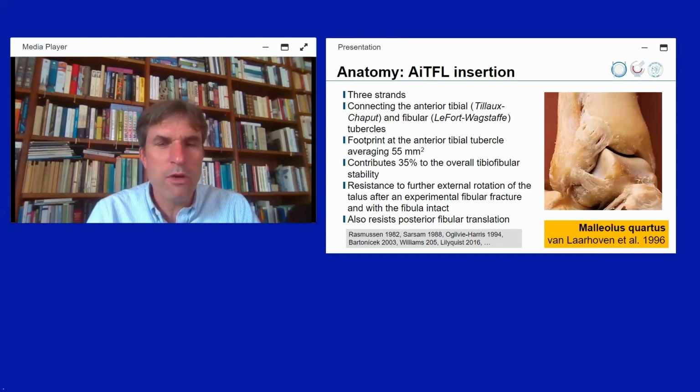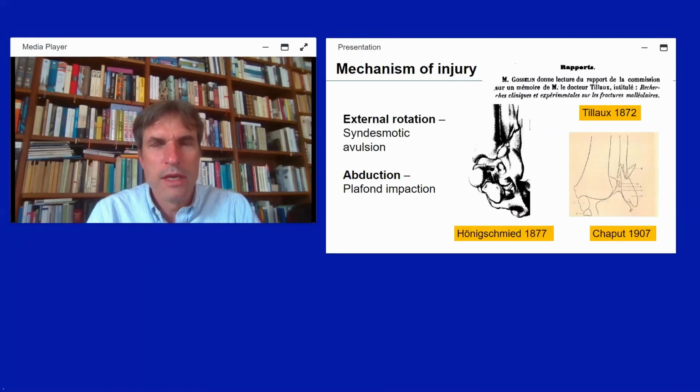So there's more than one reason to call it a fourth malleolus or malleolus quartus. And of course, there's nothing new under the sun. Also, the old guys who described those fragments thought about how they could have happened. Some of them did biomechanical experiments even before the advent of X-rays, like Thiel did. And they found that the anterior fragment, the anterior tibial margin, fractures with external rotation.